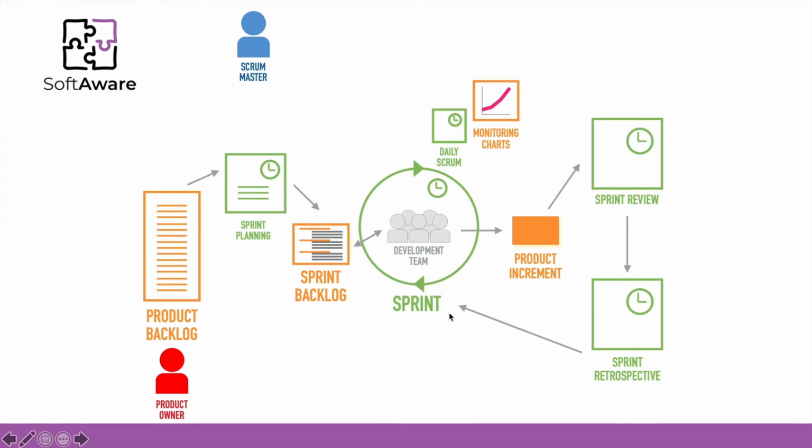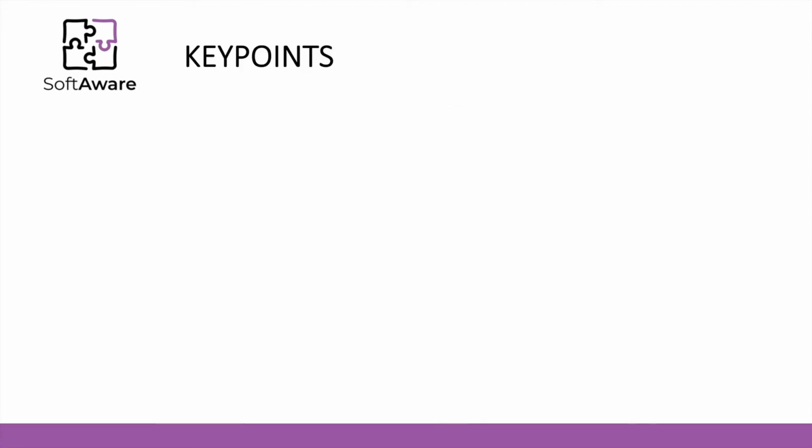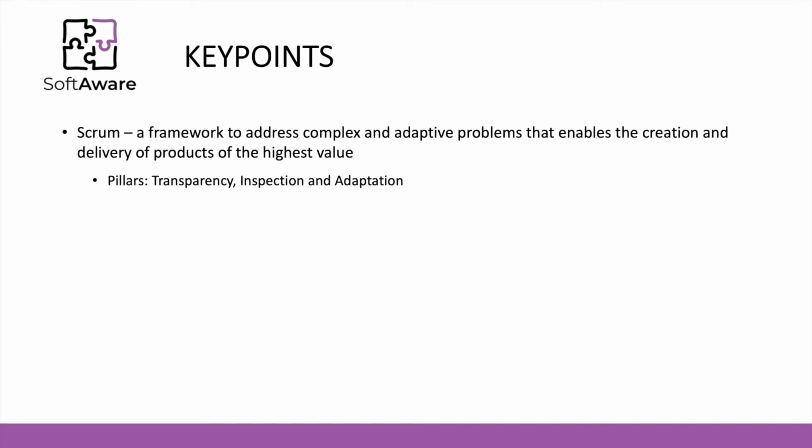So this is quite an iterative process, and this is what the Scrum framework allows us to do. Let's take a few key points. Regarding Scrum, Scrum is a framework. The idea is to address complex and adaptive problems, and the main goal is to enable the creation and delivery of products of the highest value possible.